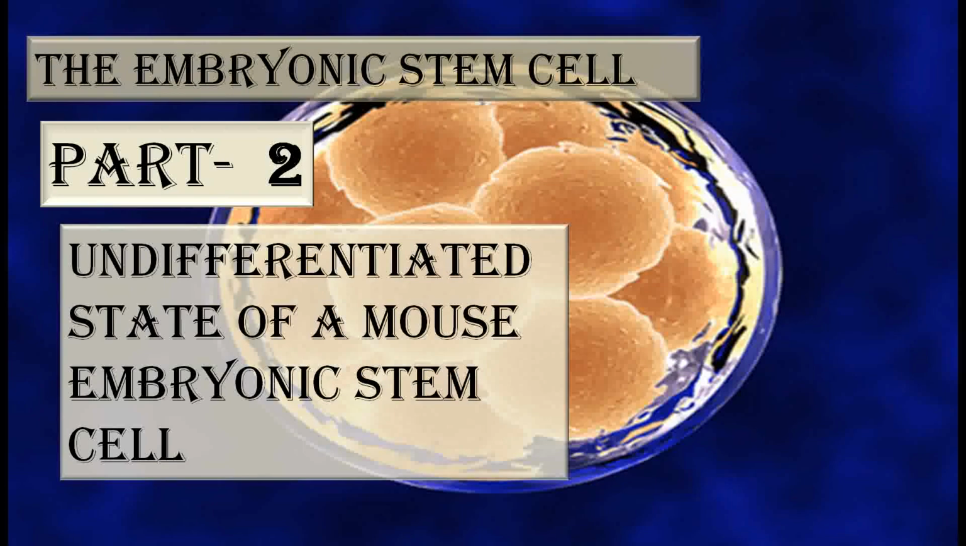Our today's topic is the undifferentiated stage of a mouse embryonic stem cell. This is the continuation part of embryonic stem cell that we have discussed in our previous lecture. In this particular video, we will see the undifferentiated state. So let's start.